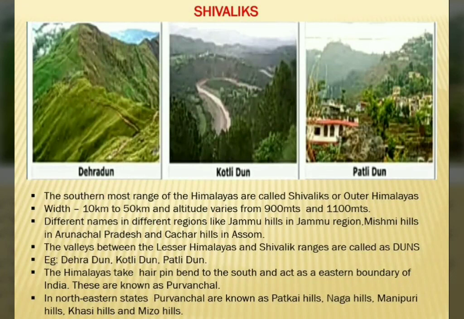The Himalayas take a hairpin bend to the south and act as the eastern boundary of India. These are known as Purvanchal. In the northeastern states, Purvanchal are known as Patkai Hills in Arunachal Pradesh, Naga Hills in Nagaland, Manipuri Hills in Manipur, Khasi Hills in Meghalaya, Mizo Hills in Mizoram.